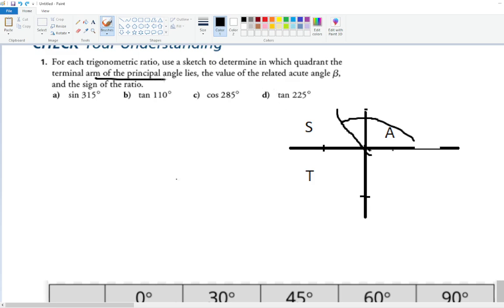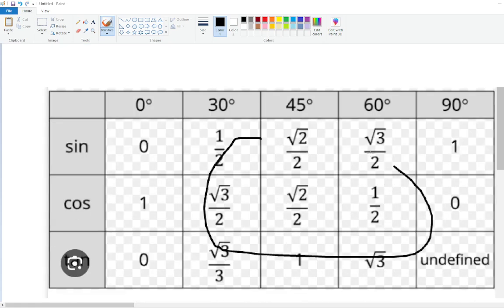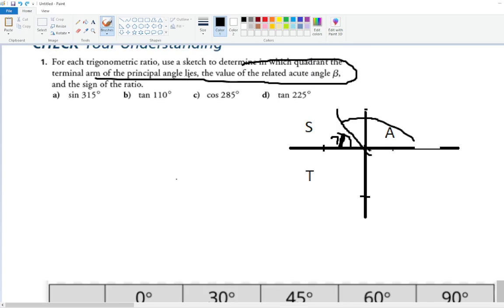In which quadrant the terminal arm of the principal angle lies, the value of the related acute angle, and the sign of the ratio. Okay, so they don't really want anything more than that. So 90 plus 20 is 110. The remaining angle is 70. We do not have an exact value for 70, so we would not give it. They just want where the principal angle lies, the value of the related acute angle, which is 70, and the sign of the ratio. Well, tan, the only thing that's positive in this area is sine. So the answer is it's going to be negative. It looks like they don't want the value at all, even though I did find the value over here.